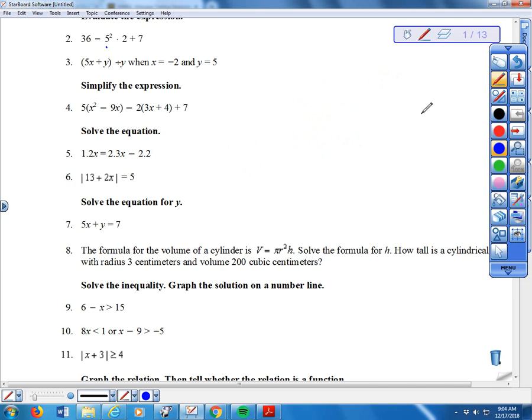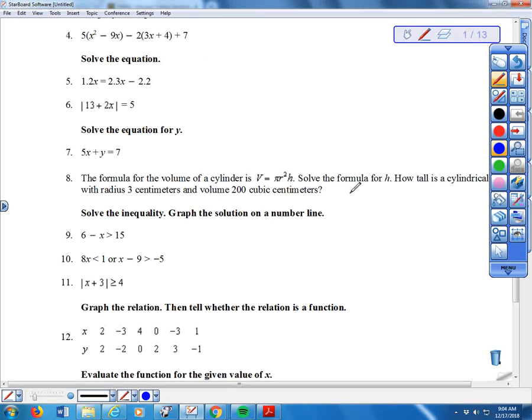Solve the equation. So I need to get x's on the left. So when I subtract 2.3 minus 1.2 is negative 2.2. And then divide by negative 2.2. Good?